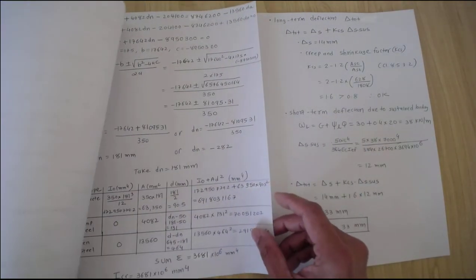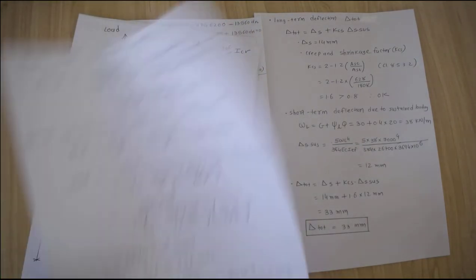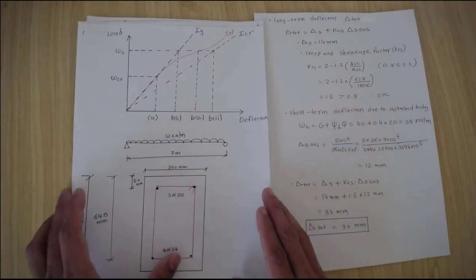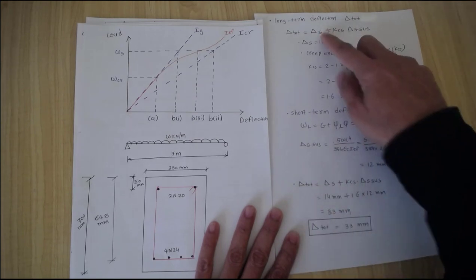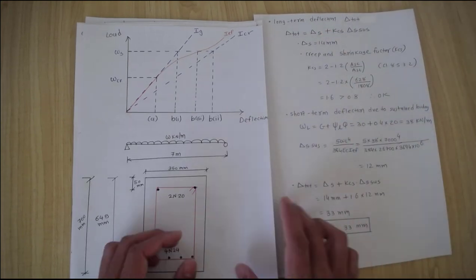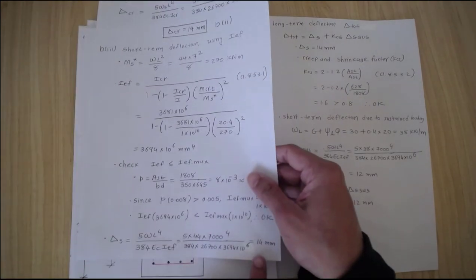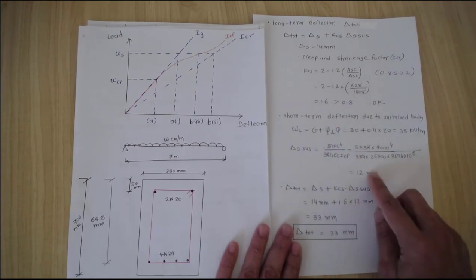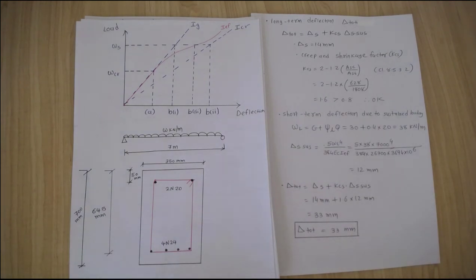I can show it to you here: that I effective we calculated, 3694 times 10 to the power 6. So that gives us delta sustain of 12 millimeters. So the total is the short-term loading 14 millimeters that we just calculated for B3, plus 1.6 times 12 millimeters, which gives us 33 millimeters. So that is the final answer for our total deflection. Thank you very much.